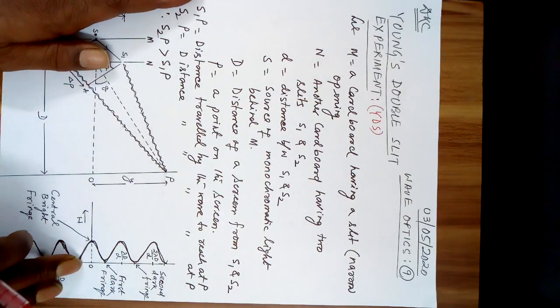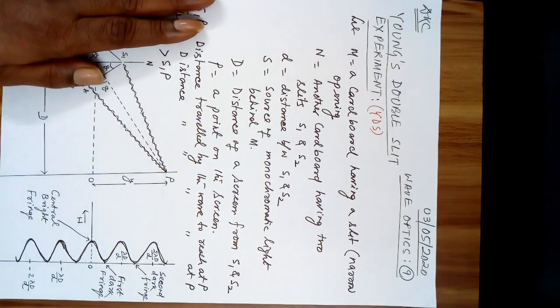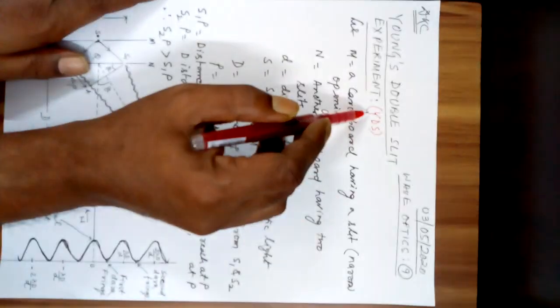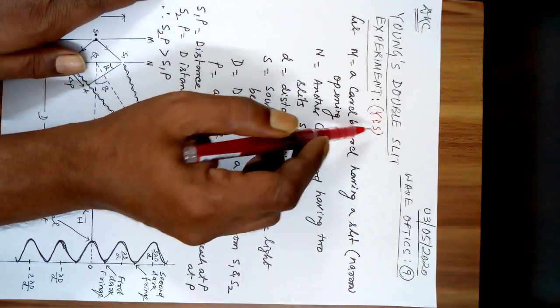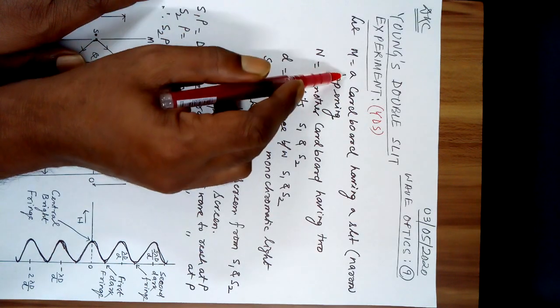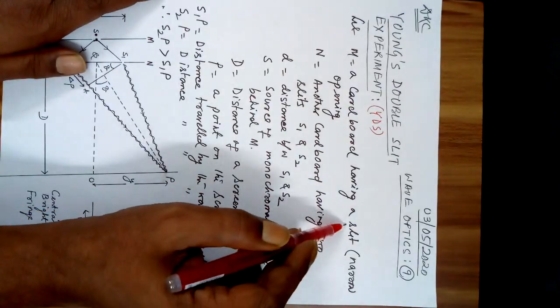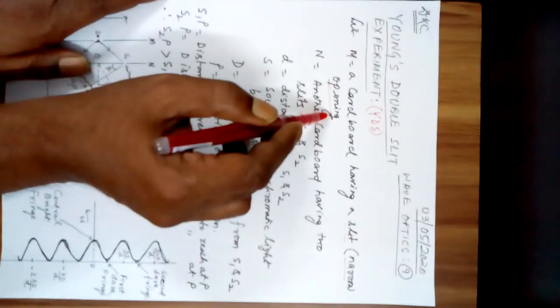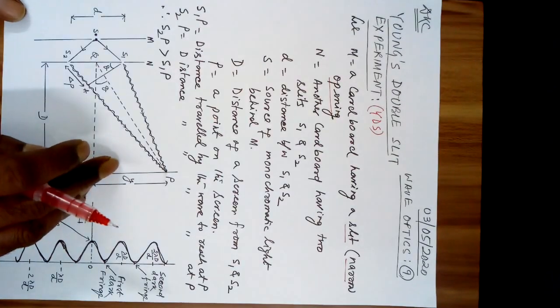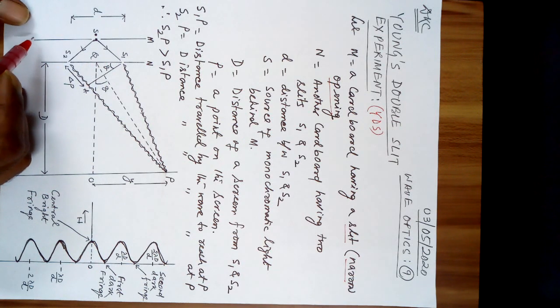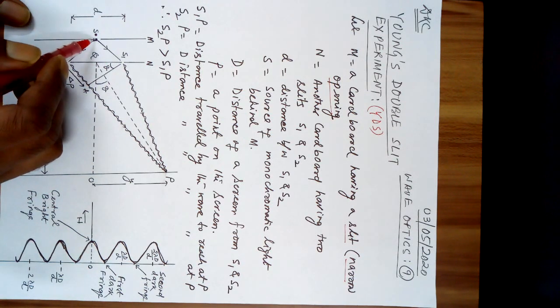Now let us do Young's double slit experiment, abbreviated as YDS. Let M be a cardboard having a slit. A slit means a narrow opening, like a pinhole. This is your M, a cardboard having a slit, a narrow opening. That narrow opening is here.